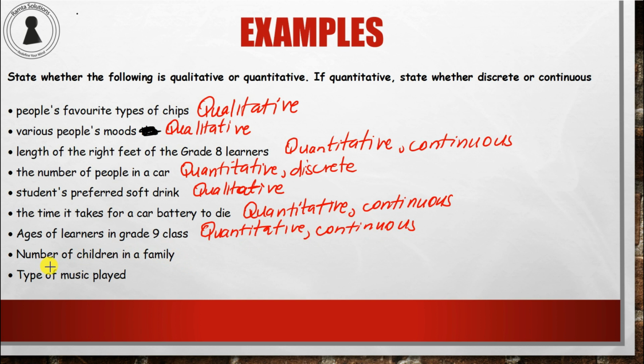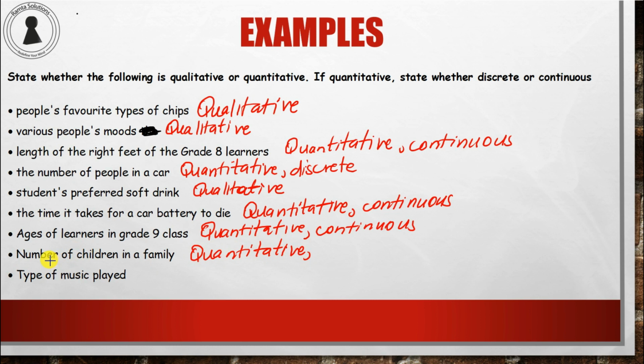Now, number of children in a family. Ask yourself, this cannot be a category. Of course, it's tempting to say that in a family we have parents, uncles, aunts and children, and those are categories. But the question is not really asking for that. The question is specific. It says a number. So since it says a number, you will say it must be quantitative data.